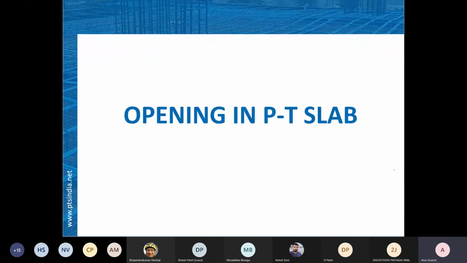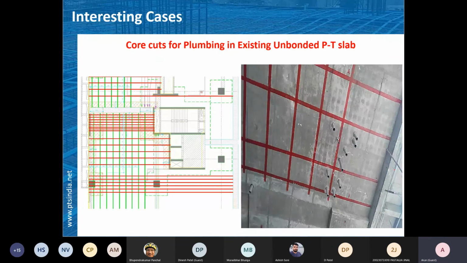Opening in PT slab. So opening means I'm approaching with the lesser diameter of the opening. These are openings that are actually initiated after construction, after casting and after stressing.